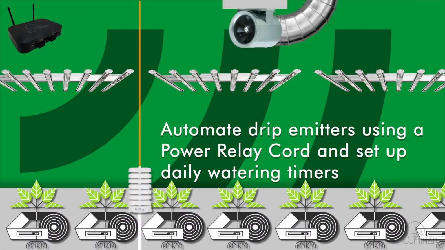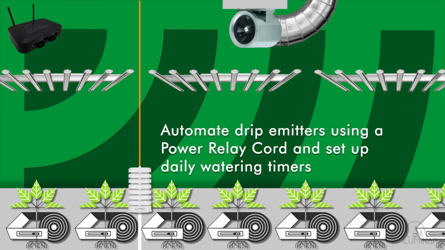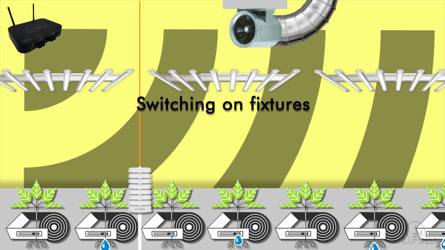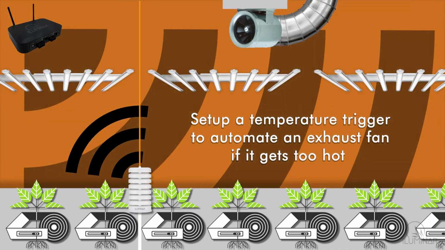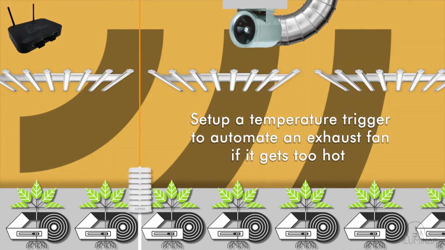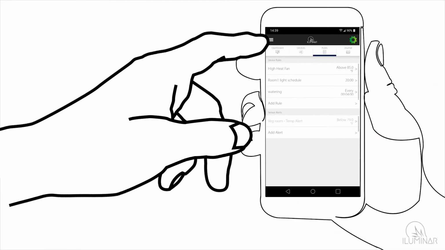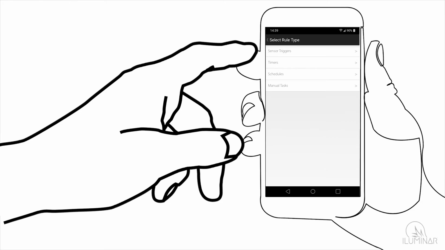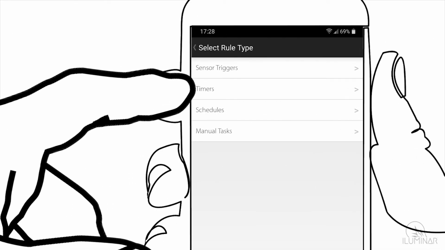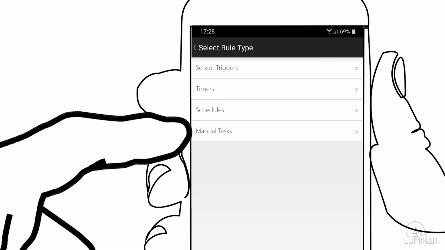The Rules tab on the main screen is where you can set up the full automation of your garden by creating rules that regulate your attached modules by schedule, a set routine, and also can be triggered by data parameters coming from your environmental sensors. To set up a new rule, from the Rules tab, select Add Rule, and you'll see the four rule types: sensor triggers, timers, schedules, and manual tasks.